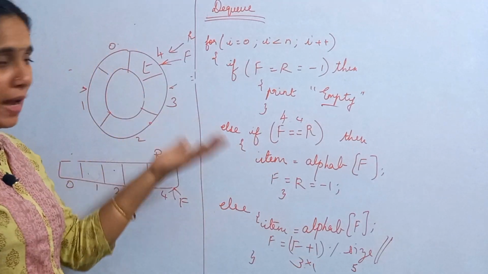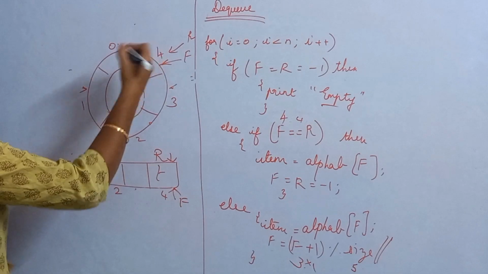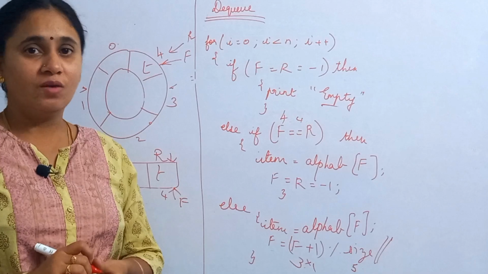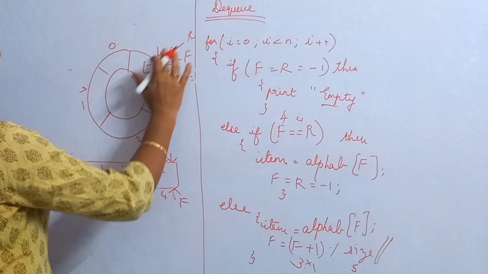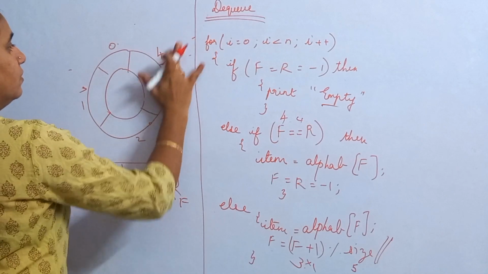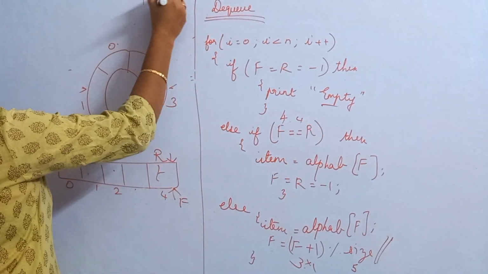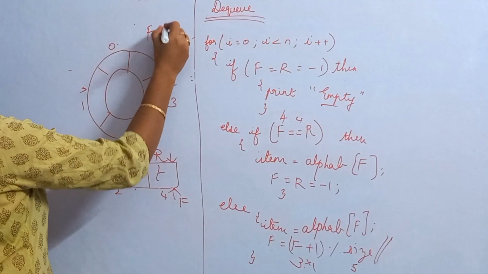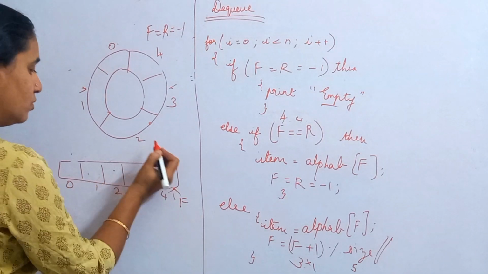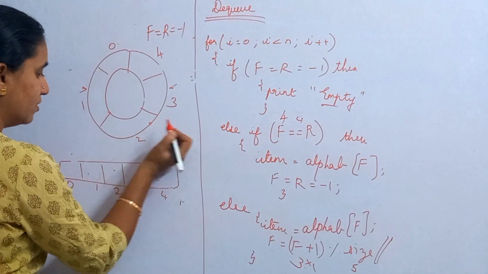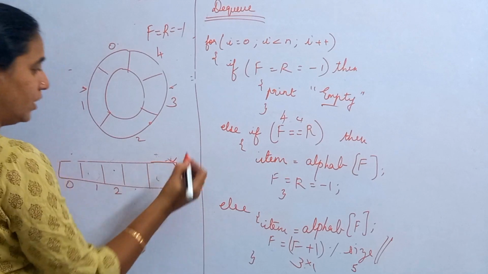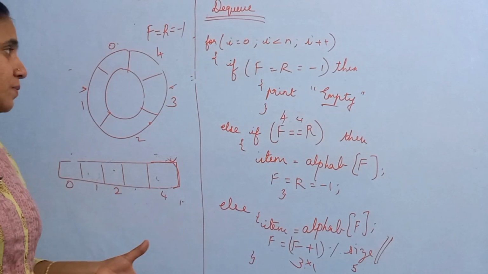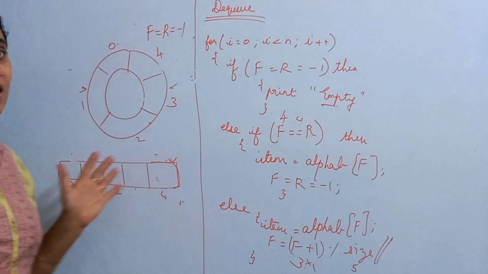Okay, so now what will happen? We are going to remove this element and we are making the pointers come out of the data structure. Okay friends, so what we are going to do? We are removing the elements. We are making the pointers come back out of the data structure. So now f is equal to r is equal to minus 1. So here also the same case, we are removing the pointers. Okay, so f is equal to r is equal to minus 1. So finally after deleting all the elements, once again the circular queue is going to be in this representation.